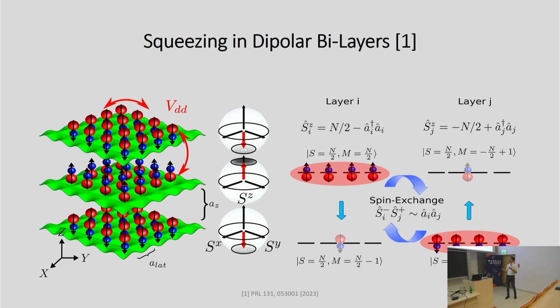What I'm going to consider is either bilayers or, say, tri-layers of these KRb molecules in a full 3D optical lattice, and I will prepare them in a layer-selective way. So I will prepare the central layer in the up state, and the other layers in the down state. So what I have initially is a nice spin-coherent state. On the Bloch sphere, one layer will point up, and the other two layers will point down.